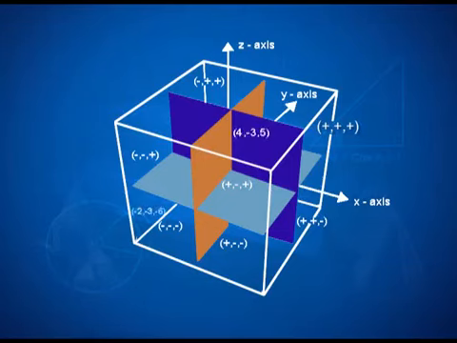So, if I take a point negative 2, negative 3, negative 6, where would it lie? 7th octant. And if I have a point 4, negative 3, 5, then it will lie in the 4th octant. So, this is how the orientation of a point in space is considered.